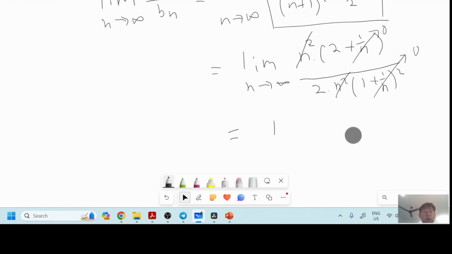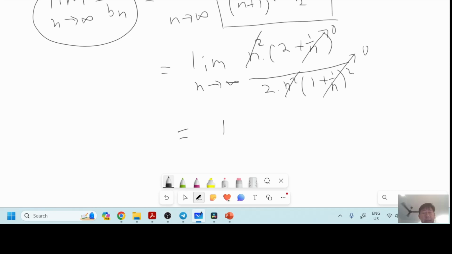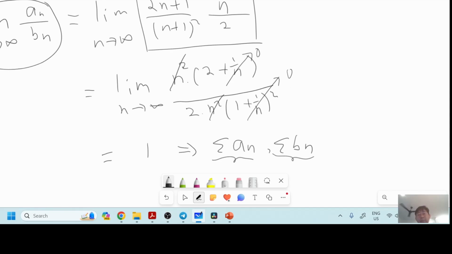So we come to the conclusion that the limit of an over bn when n goes to infinity is a finite number, 1, which is neither 0 nor infinity. Therefore, it means both series an and bn would either both converge or both diverge.